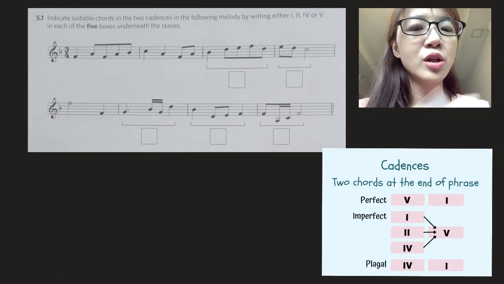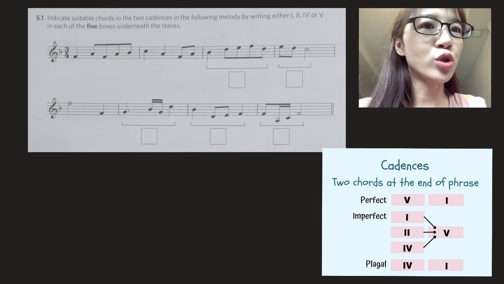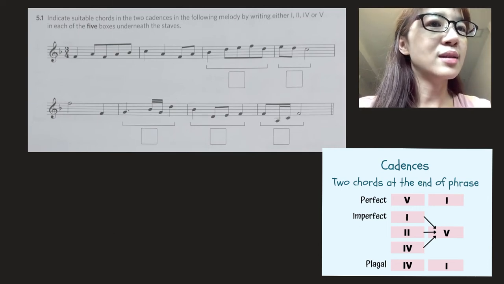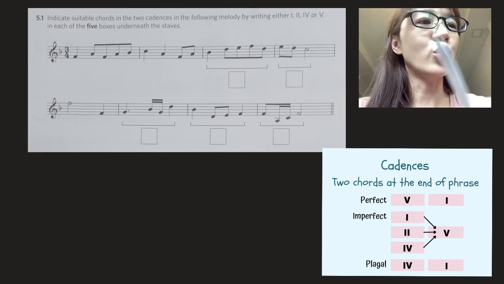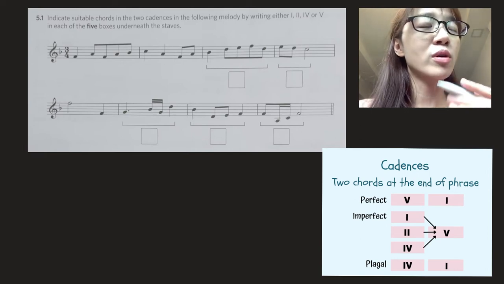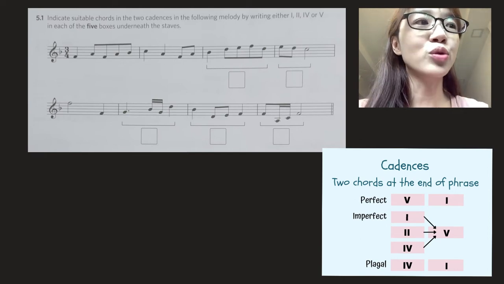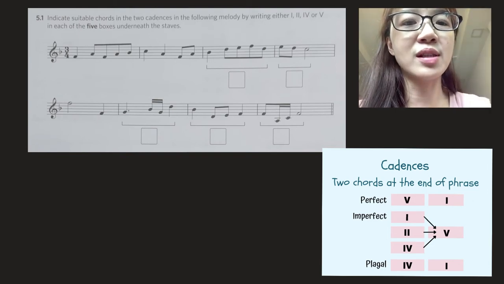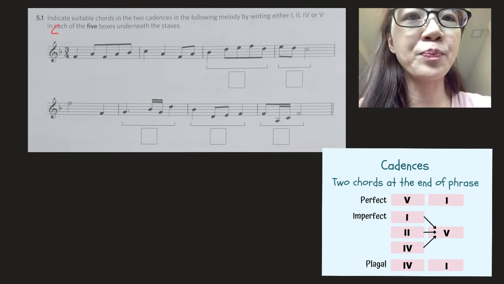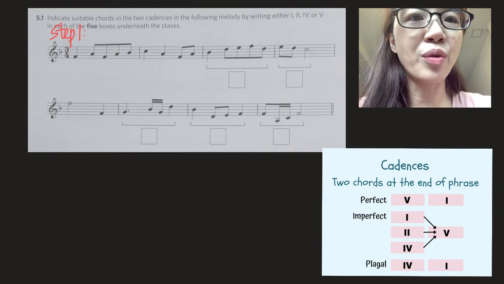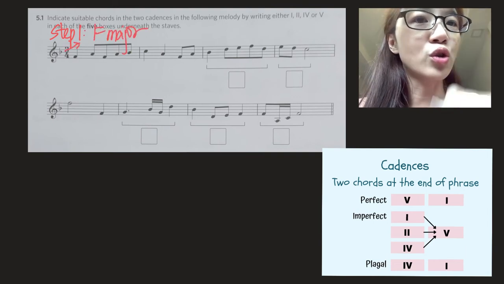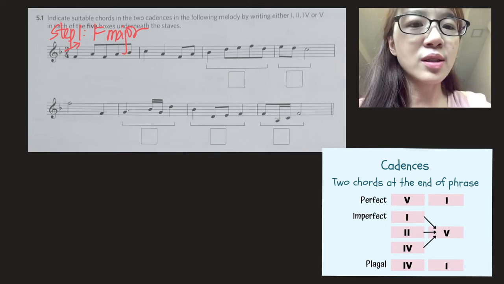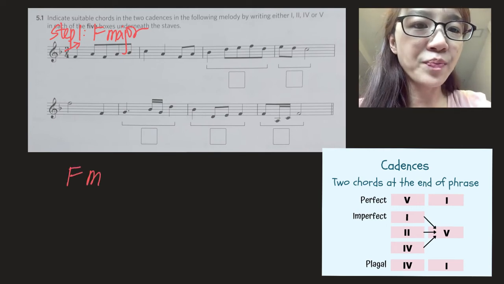For this question, the student is required to indicate the suitable chords in the 2 cadences according to the melody. So first step, we need to know how to start building the chords according to the key. So we need to know the key. This is the very first step. So step one is to know the key. With the B flat, it's F major. So let's build the chords according to F major.